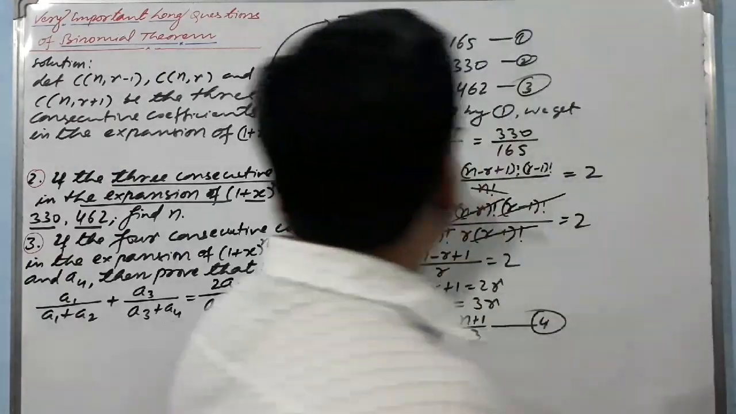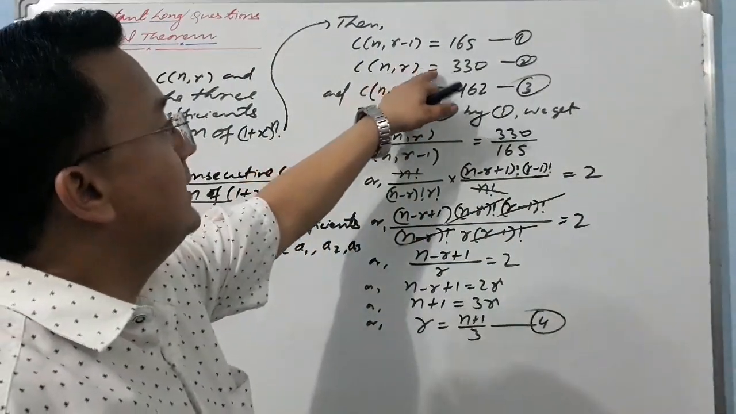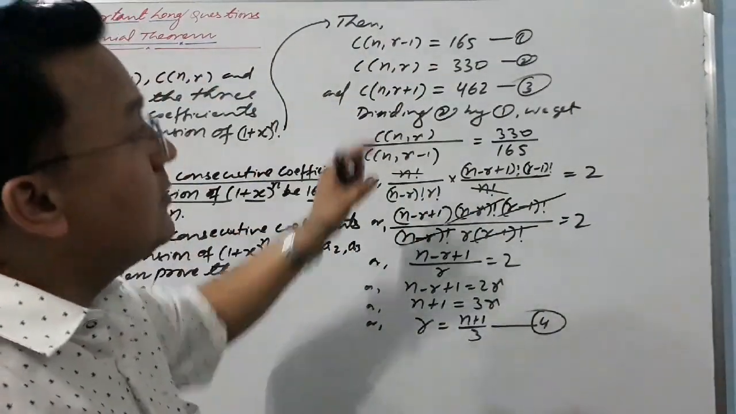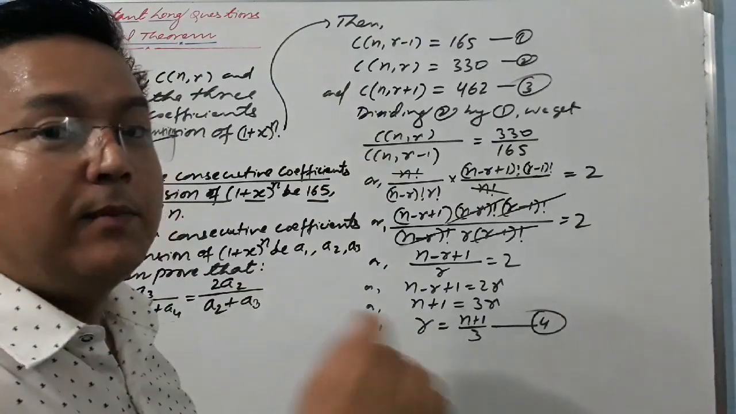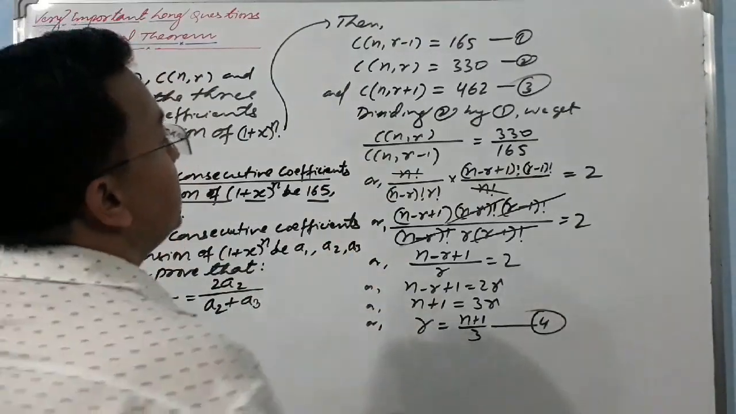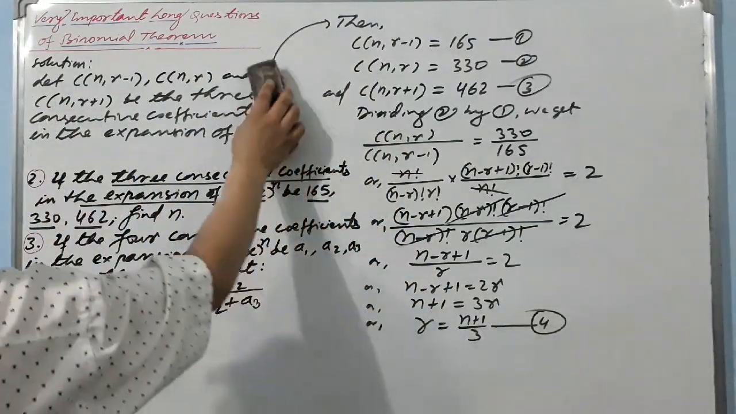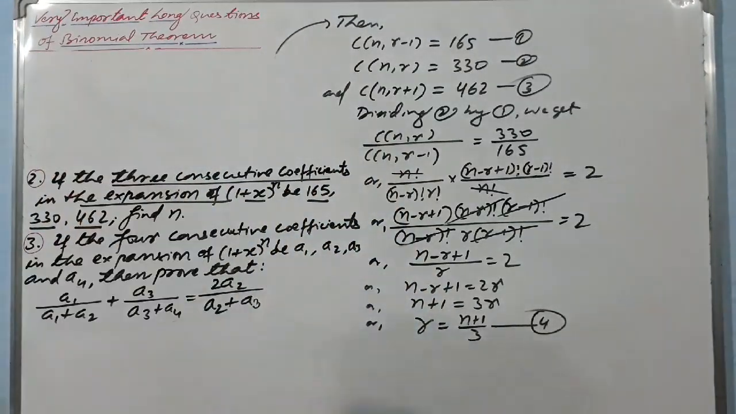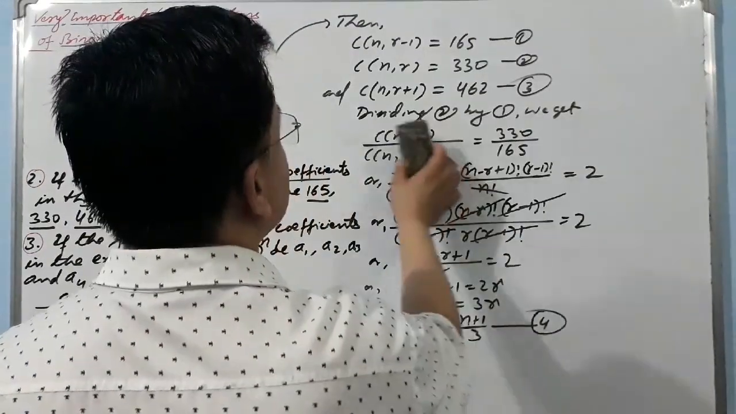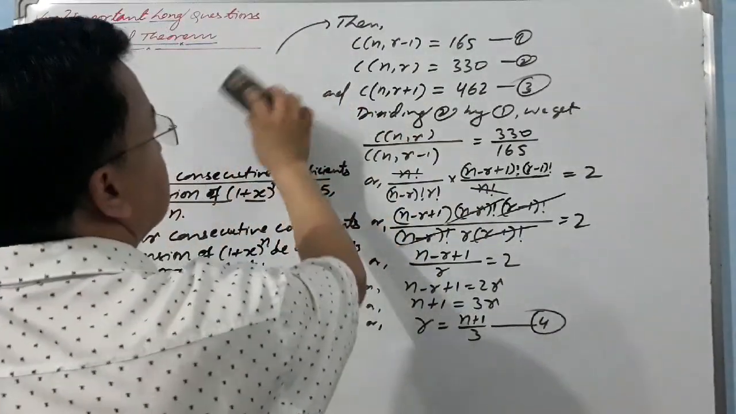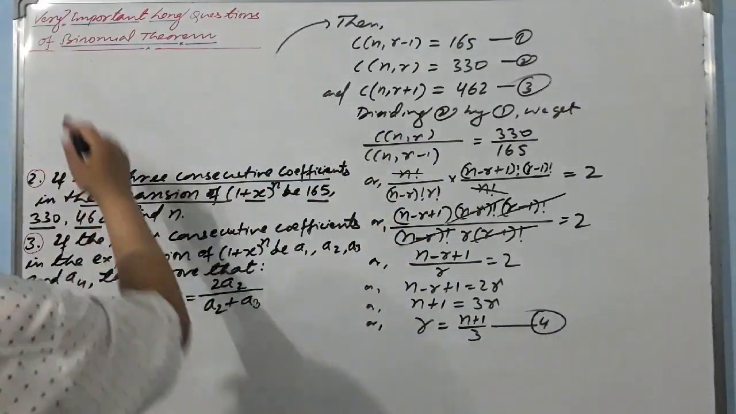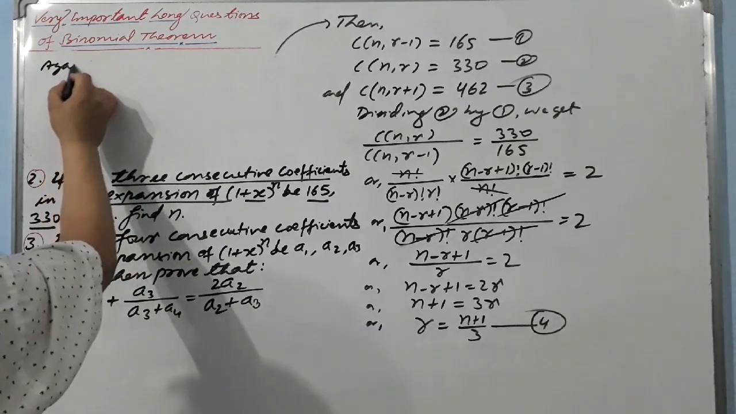Now I will apply it here in the last. This time I divided second by first. Now I will divide third by second. So I need space, so I'm going to erase. All right, now see, again you may write down.